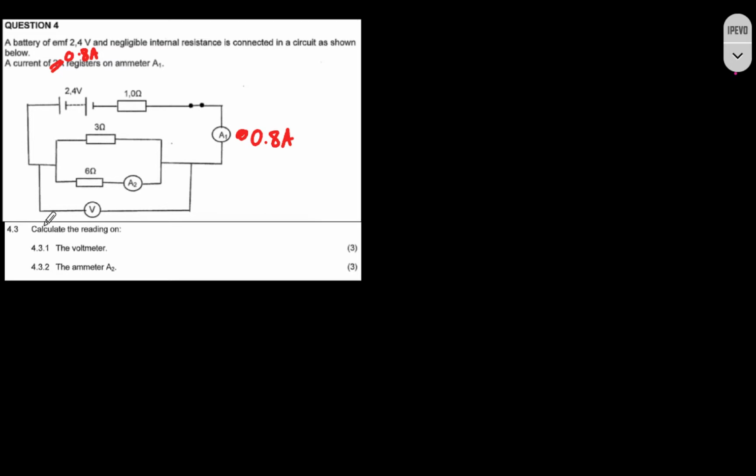Question 4.3.1 says calculate the reading on the voltmeter. So this is our voltmeter here, and obviously for us to calculate we must understand what's going on in the circuit, and you can see this voltmeter is actually connected to the resistors that are connected in parallel. That means if ever we want to calculate the voltage across these two resistors, we must use information on both the resistors, or we can actually use one of the resistors, because we know that when resistors are connected in parallel, the voltage across them is going to be the same. In other words, the voltage here is the same as the voltage across the 6 ohm and the 3 ohm.